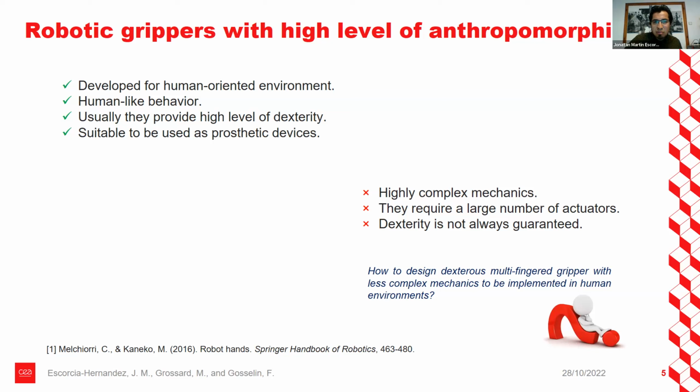the inclusion of anthropomorphic devices, 100% anthropomorphic devices, in several cases, they have some drawbacks such as highly complex mechanics. They require a large number of actuators, and sometimes the dexterity is not always warranted. So the purpose of this paper is, based on a certain task, a certain activity that we want to optimize, how can we establish or define the parameters that the future gripper or future device must accomplish?